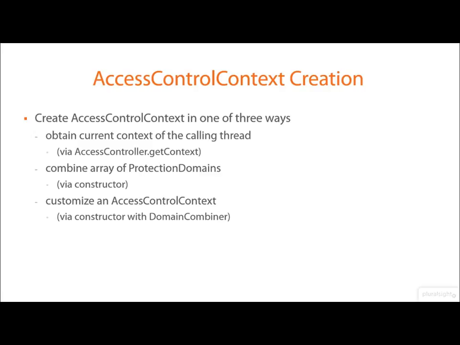In the second case, we can create an access control context out of clean cloth. And in the third case, we can create an access control context by using information from the current control context and other information that we provide.